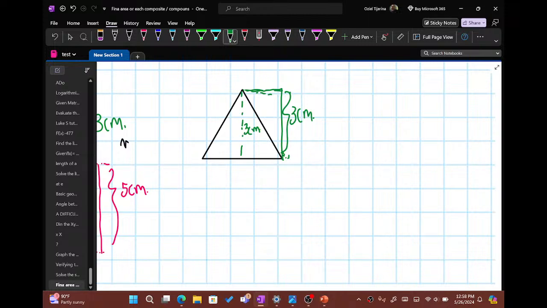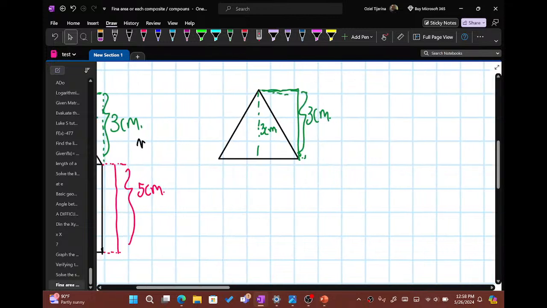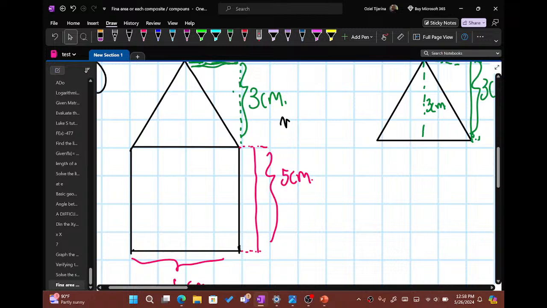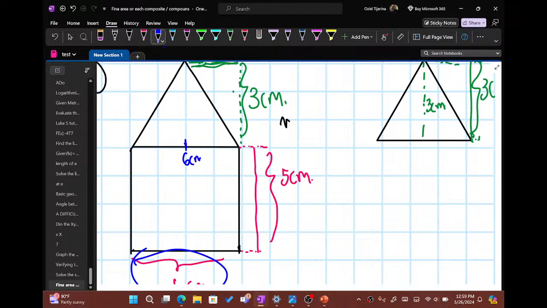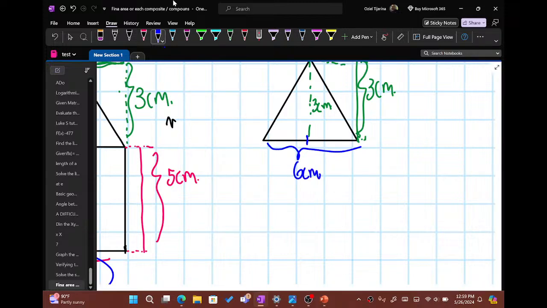So we can see here that's the height. Therefore, we know that this is the height of the triangle. And they are saying that this part over here is 6, meaning that the base of the triangle is also 6 centimeters. So this base here is 6 centimeters, okay? We want to make sure we understand that.